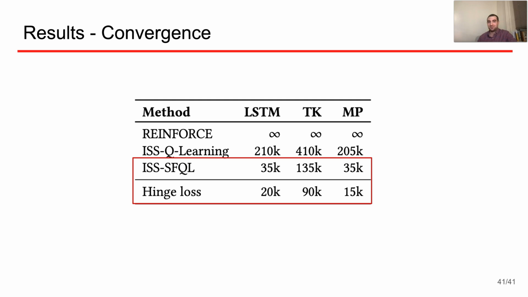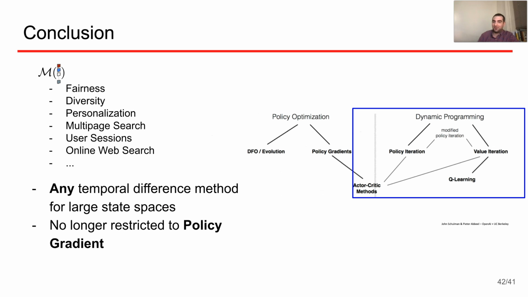So in conclusion, for situations like fairness, diversification, personalization, anything when you want to learn a list-wise function, we can now use any temporal difference learning method for these large state spaces, regardless of whether you have 10 documents or 1,000 documents. It doesn't matter, and we're no longer restricted to policy gradient, which I think is the most exciting piece of this work.